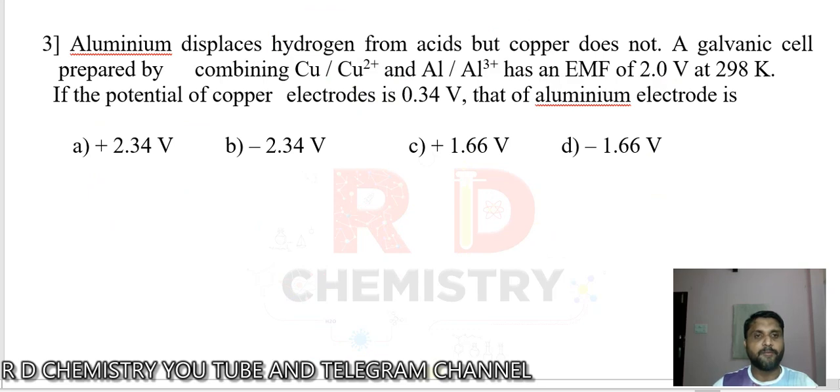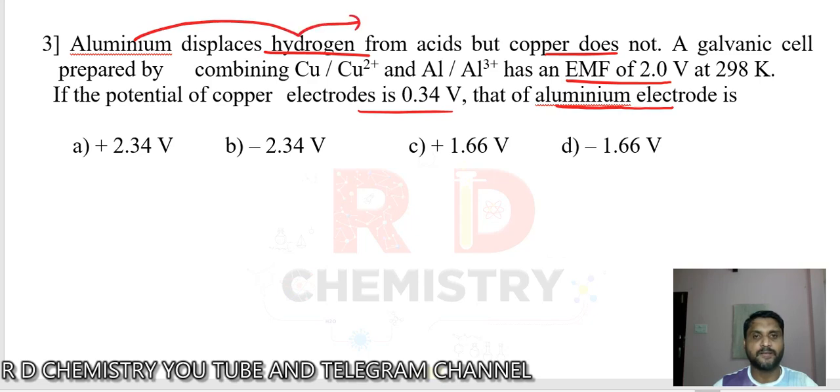Question number 3. Aluminum displaces hydrogen from the acid. Copper does not. And they have mentioned the EMF of that cell is 2 volt. Now you have to calculate the SRP value of aluminum; that of copper is given. Suppose aluminum displaces the hydrogen gas, then it acts as the anode. This is an application of the electrochemical series, because aluminum has a lower SRP value and copper has a higher SRP value.